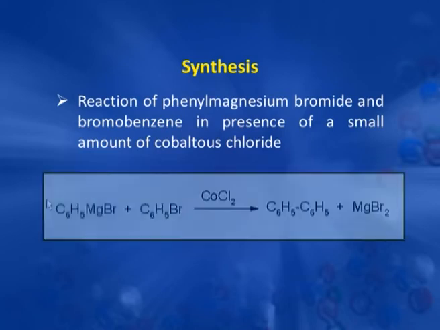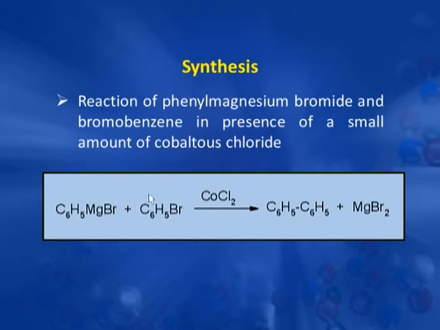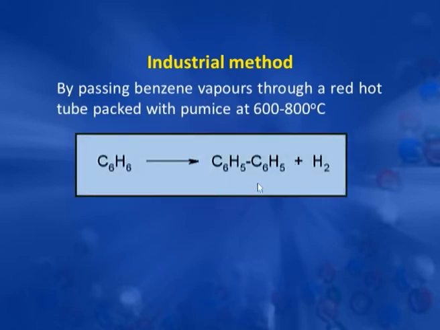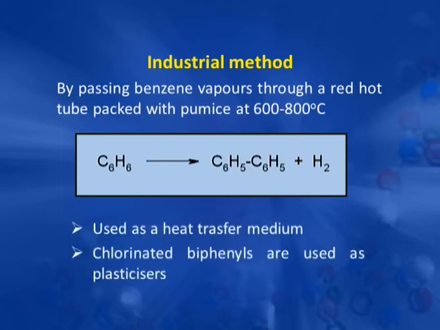So, phenyl magnesium bromide is taken, then it reacts with bromobenzene in the presence of cobaltous chloride to give biphenyl. Now, the industrial method. If we pass benzene vapors through a red hot tube at 600 to 800 degrees C, then there is a production of biphenyl. These biphenyls have major use as a heat transfer medium, and chlorinated biphenyls are used as plasticizers commercially.